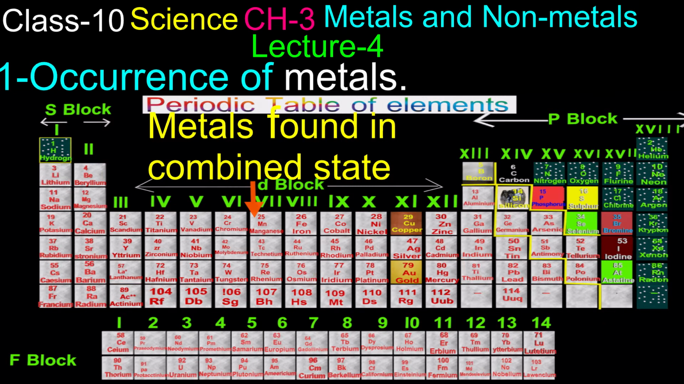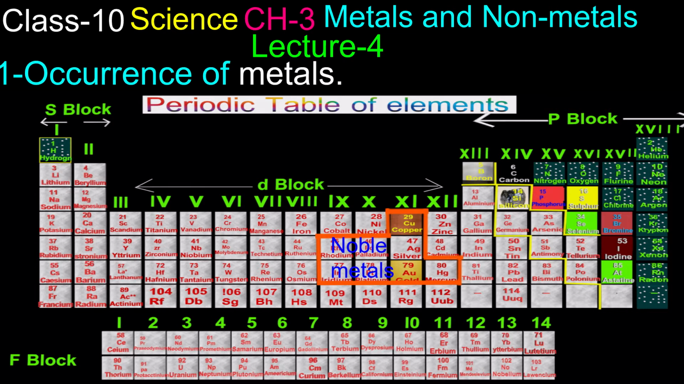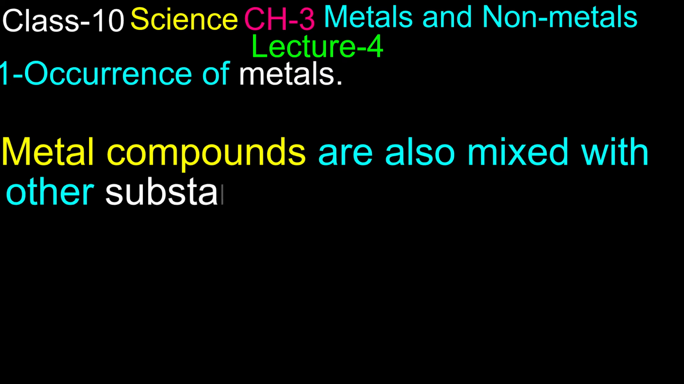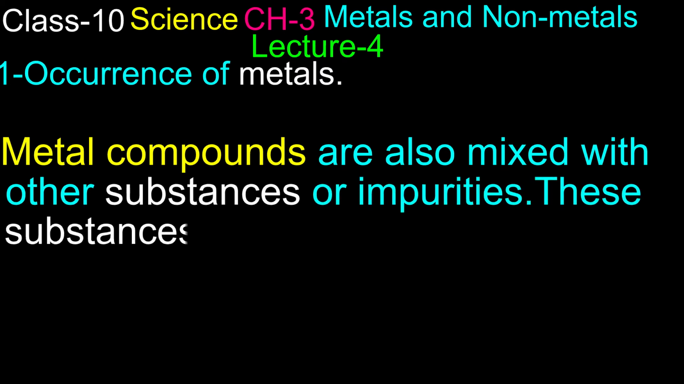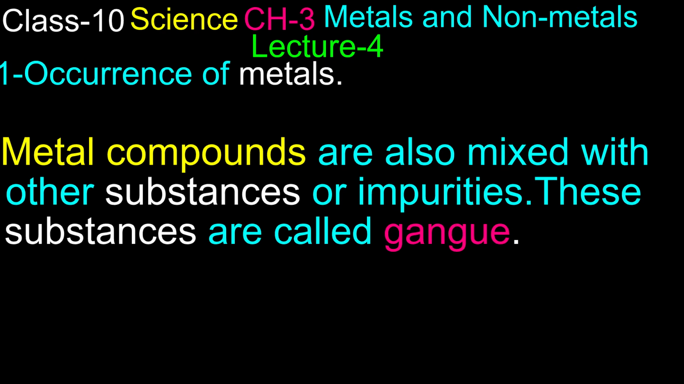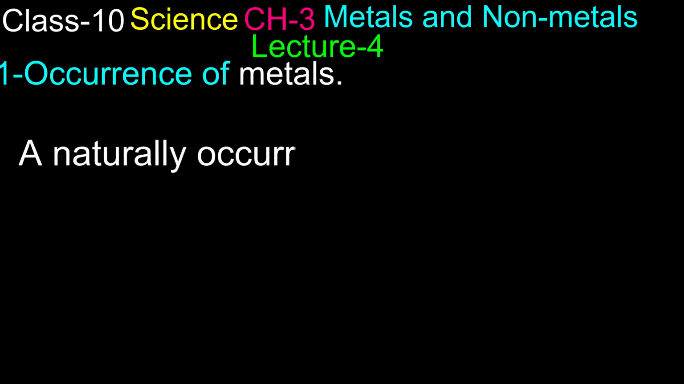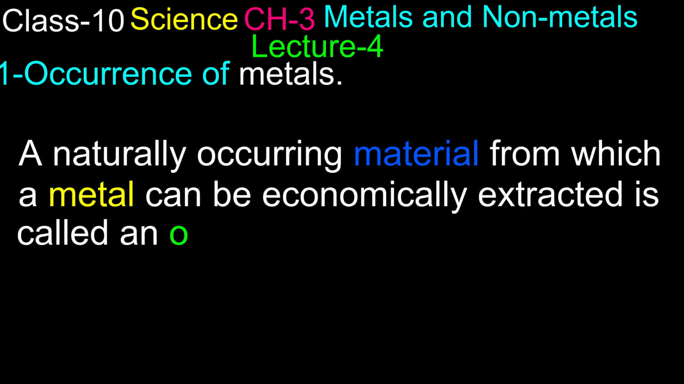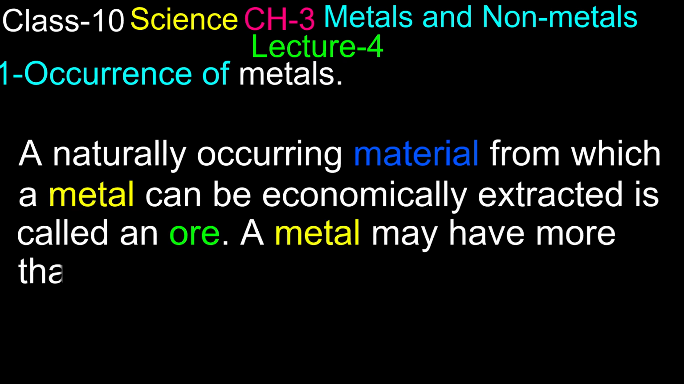Most of the metals being reactive are found in combined state. Only a very few metals which are very less reactive, for example copper and gold, are found in native or uncombined state. Metal compounds are also mixed with other substances or impurities. These substances are called gangue. A naturally occurring material from which a metal can be economically extracted is called an ore. A metal can be extracted from more than one ores.